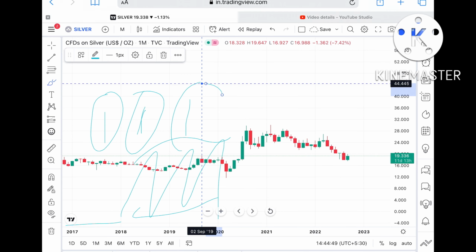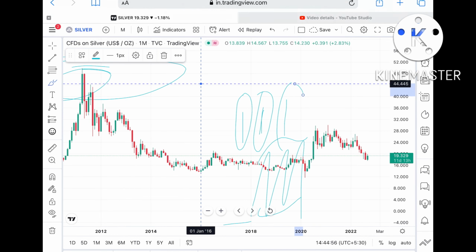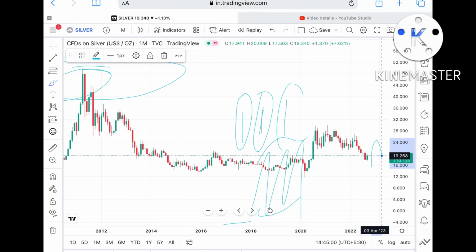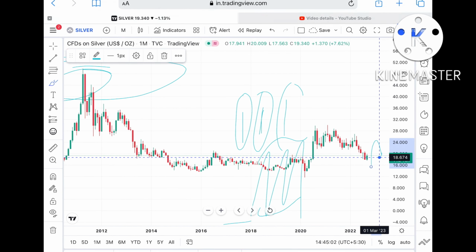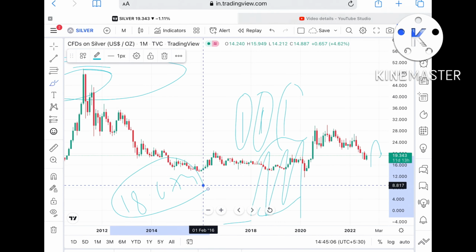Okay, suppose if this particular level sustains, as I have already explained, we can see a level of 22.5, and from there it can go further upside. But suppose if this particular level didn't sustain, we can see it can come to a level of $16.674, which is a strong support, so we can see a bounce back at this particular level.